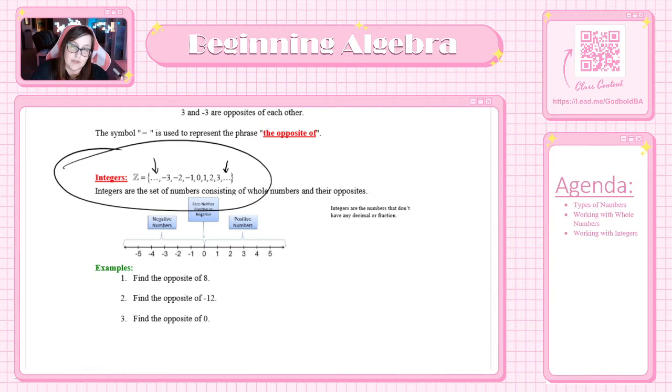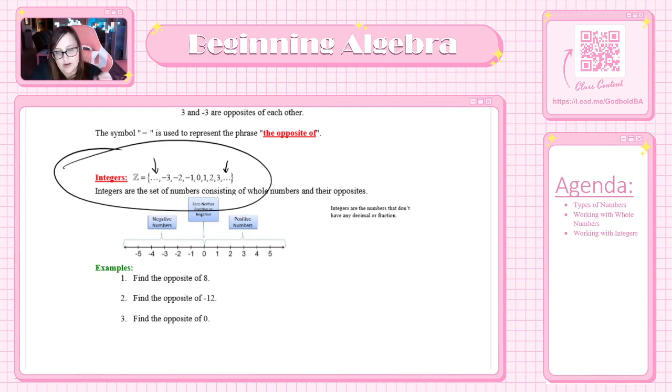If you're on the left of the number line, you're negative, and if you're on the right of the number line, you're positive. And then the number 0 is neither negative nor positive, because it's right there in the middle. You can't be to the left or to the right of yourself.